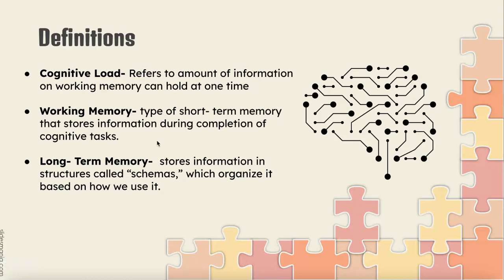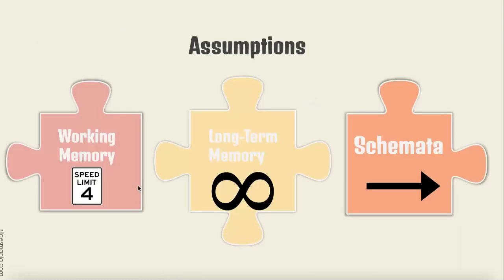Some important definitions to understand the theory. The cognitive load refers to the amount of information a working memory can hold at one time. Working memory is a type of short-term memory that stores information during completion of cognitive tasks, such as problem solving, comprehension, reasoning, and learning. And then long-term memory uses structures called schemas, which organize information based on how we use it. And the more that we use these schemas, the more developed they become and the easier it is to recall information.